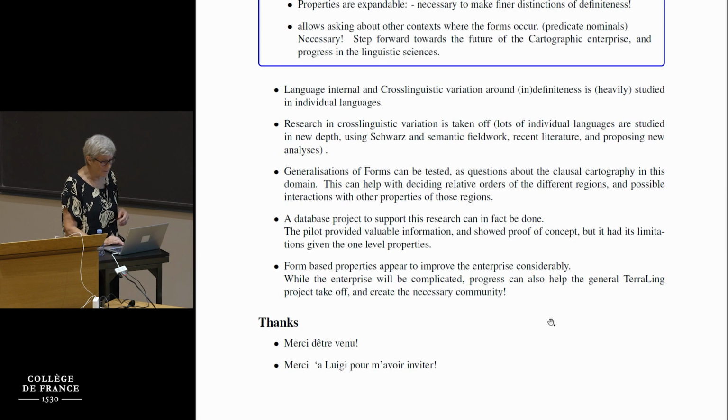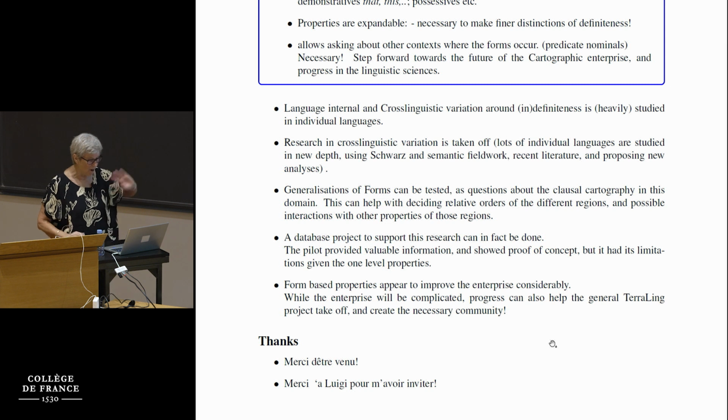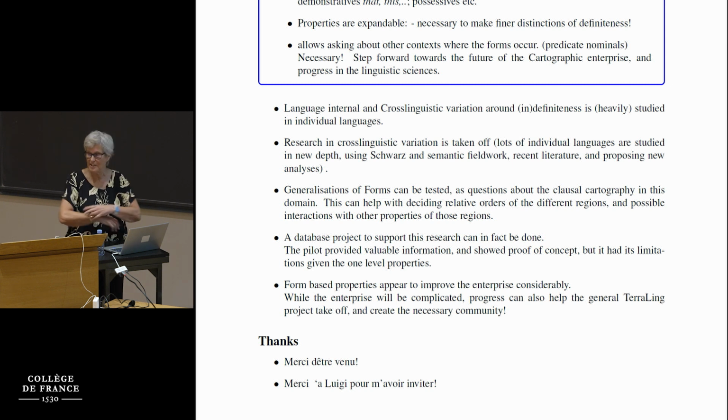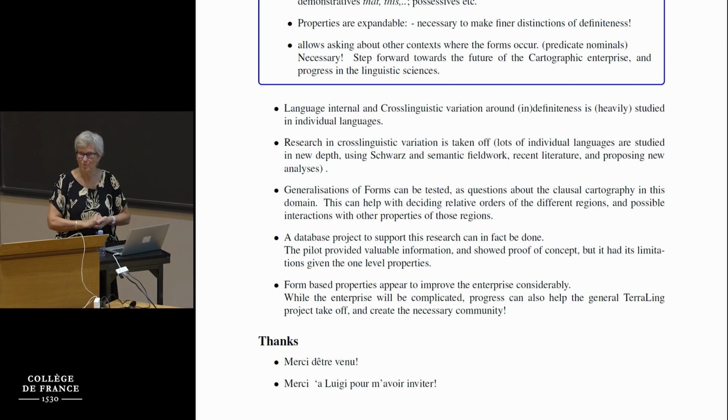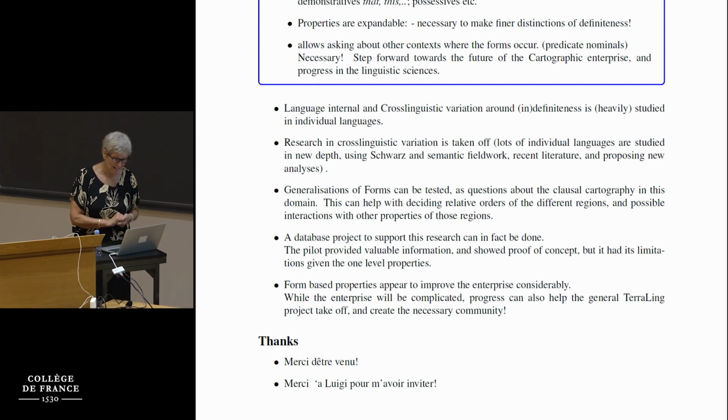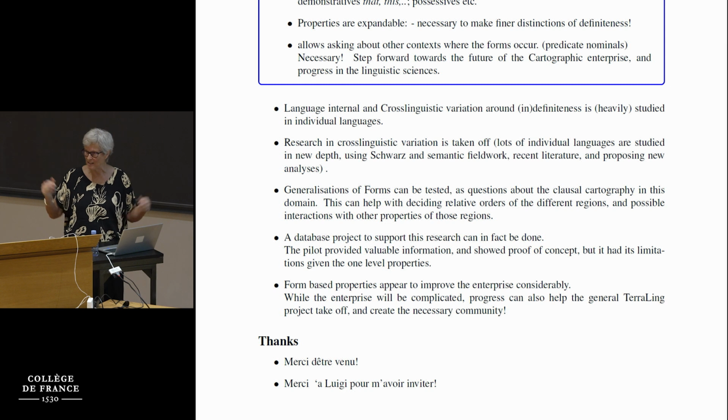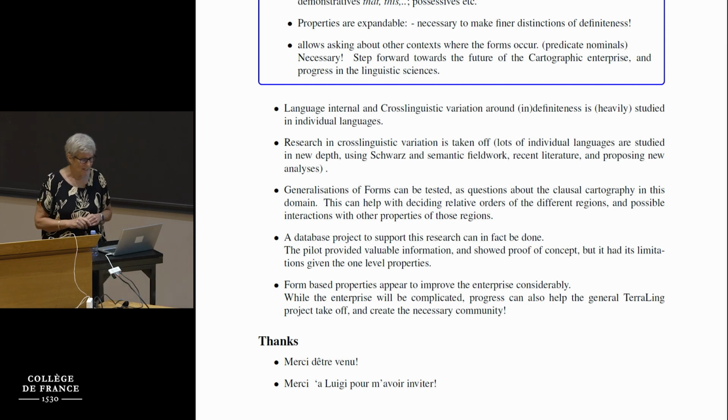Okay, so well, the enterprise will be complicated, but progress on this project can also help the general TerraLing project take off. So we can make the interface better, and we get money for programmers, and we can compete with the typological databases and kind of create the necessary community.